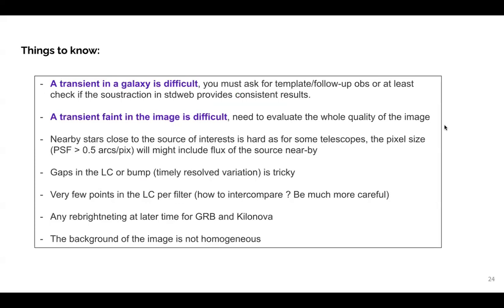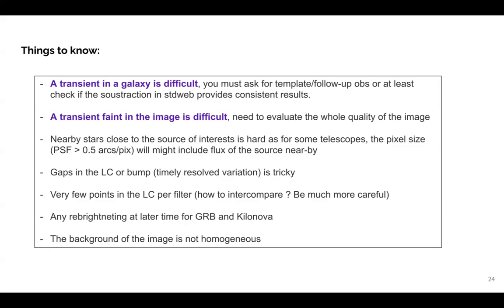Lastly, this is just a review of some things to know, and some things to keep an eye out for, whether you're the person doing the analysis or the review. A transient in a galaxy is very difficult because the template subtraction becomes difficult. In that case, it's better to ask for a template from the telescope that has done the observation. A transient that is very faint in the image, again, the detection can be very tricky on whether it's real or not. Nearby stars to the source, again, you need to change the aperture.